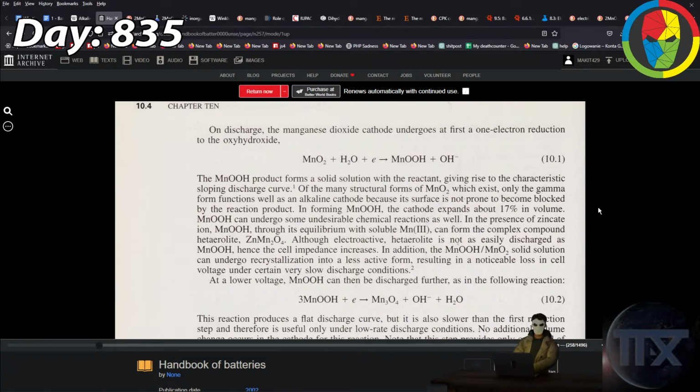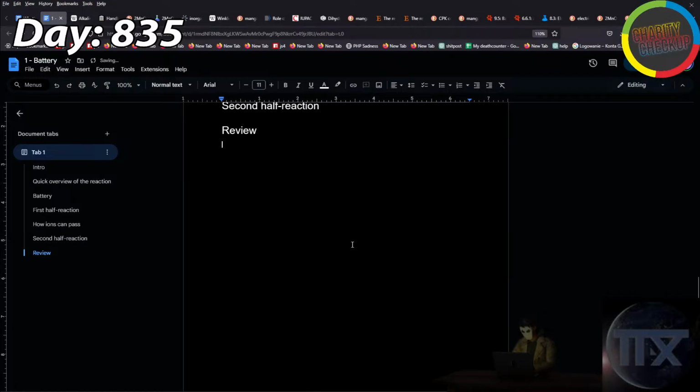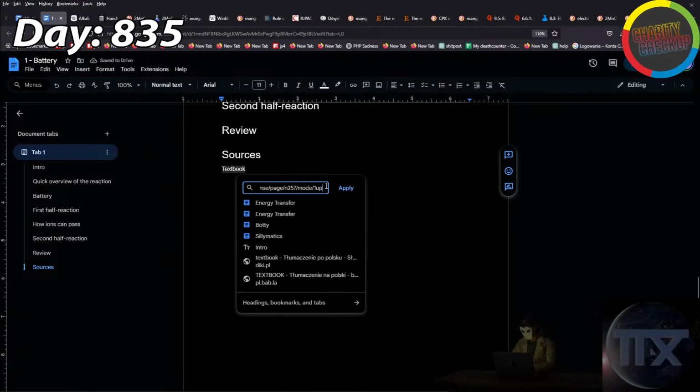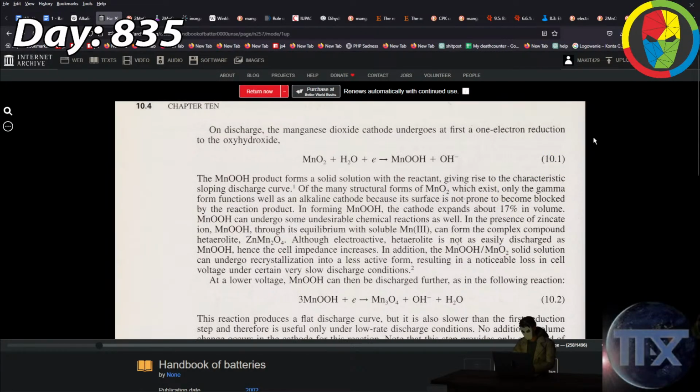Hey, bright side. This looks like a phenomenal source. So I'm including that into my sources part. Wow, this is a tough problem, to try to actually find the layout of a chemical.